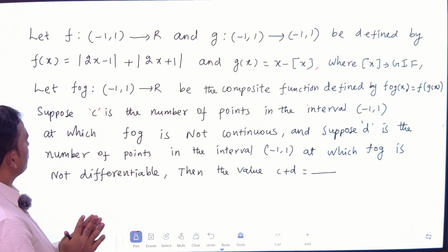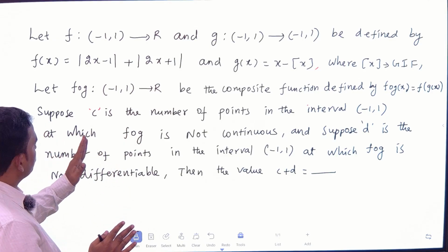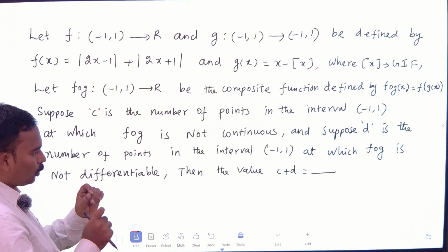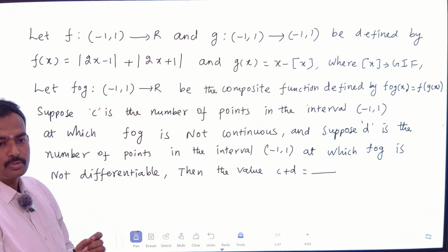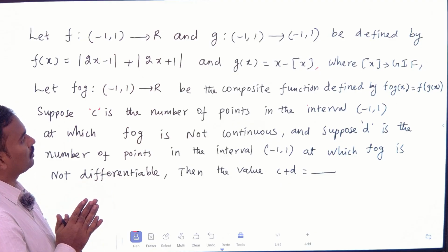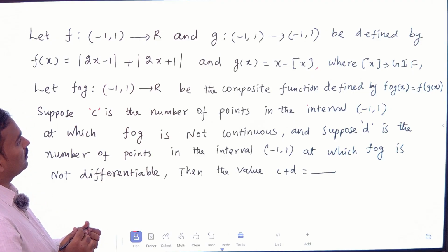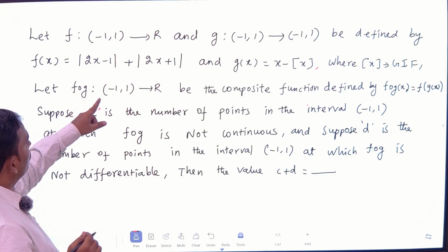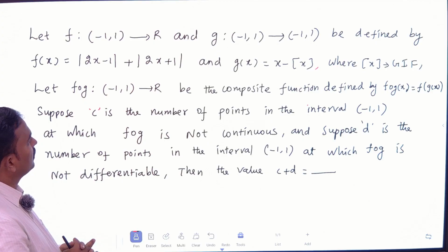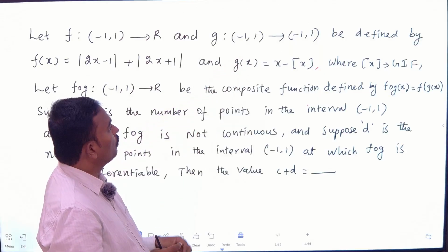Okay, what they're actually asking is: C is the number of points where the composition function is not continuous, and D is the number of points in the open interval (-1, 1) where f composition g is not differentiable. So your first target is to redefine the function, find f composition g, right? You can see f composition g is from the open interval (-1, 1) to real numbers, so the domain you have to take for g is from -1 to 1.